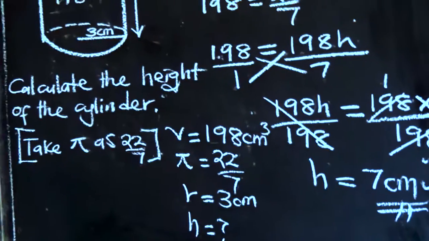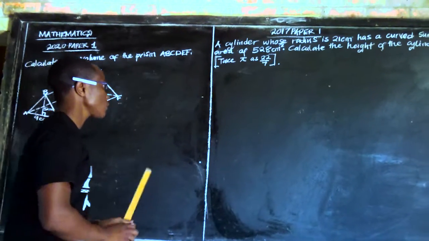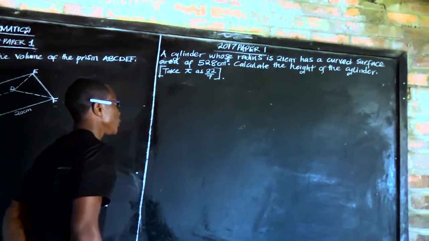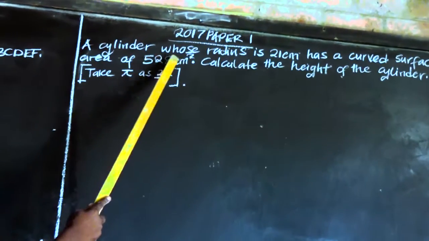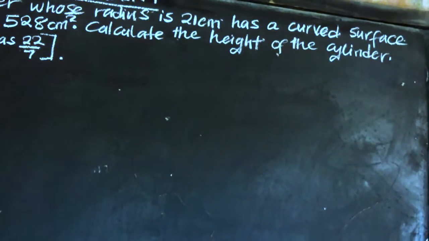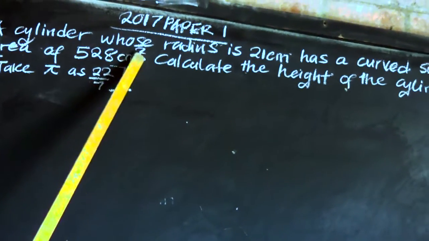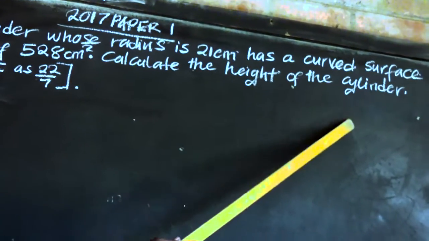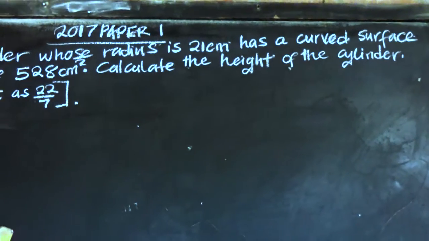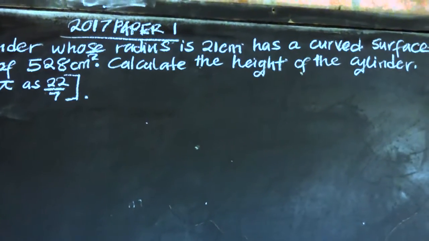Okay. Therefore, let us look at the 2017 paper. It says a cylinder whose radius is 21 centimeters has a curved surface area of 528 centimeters squared. Calculate the height of the cylinder. So now they want us to calculate the what? The height of the what? Cylinder. We want the height.